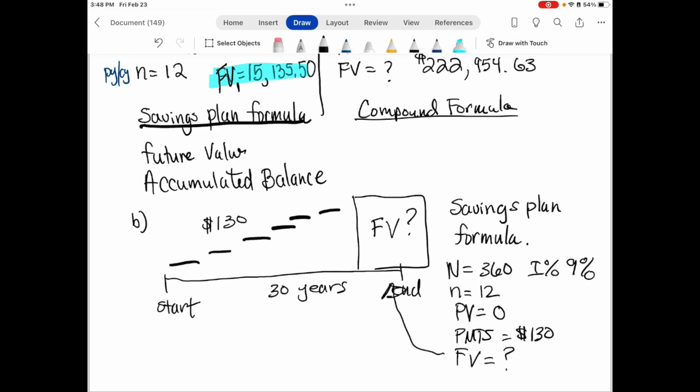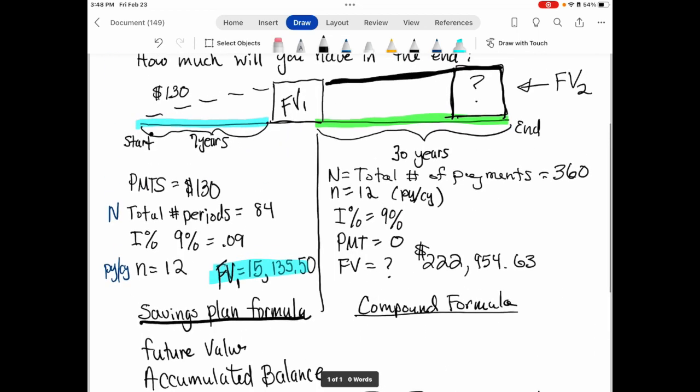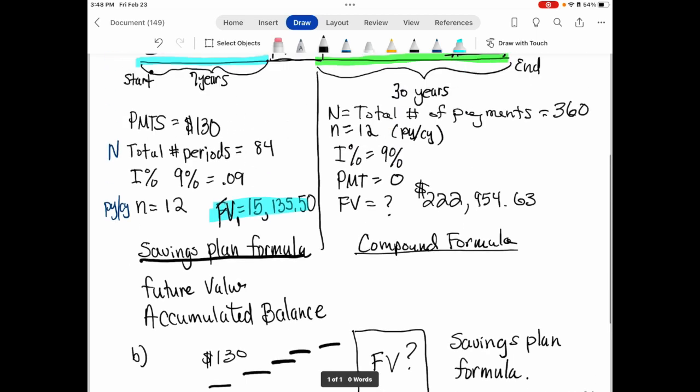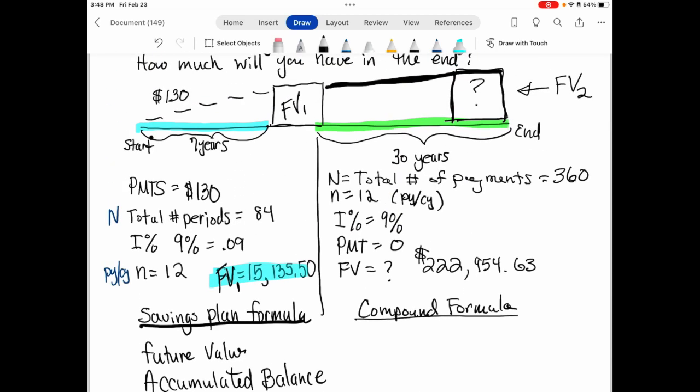We want to see what we have at the end if we just make payments for 30 years. Now, when you do that, you should get an answer of $237,996.65. When we compare this to the 37 years up here, notice we made more money by just doing payments of 130 over 30 years rather than starting with a lump sum that we have from 130 payments over 7 years and then letting that lump sum grow over a period of time.